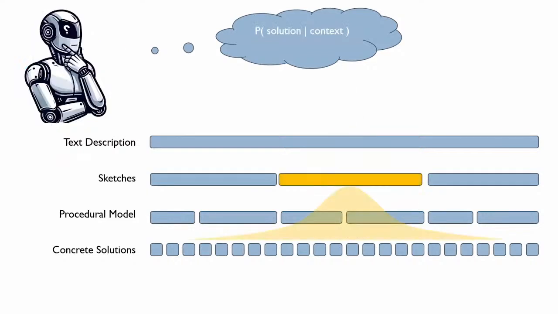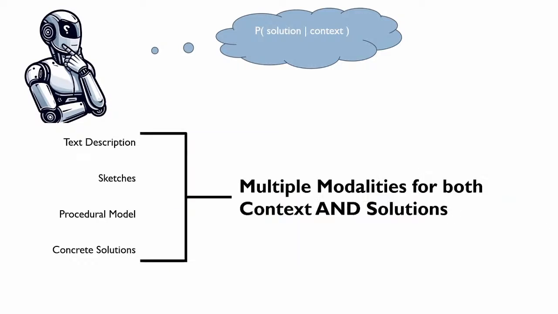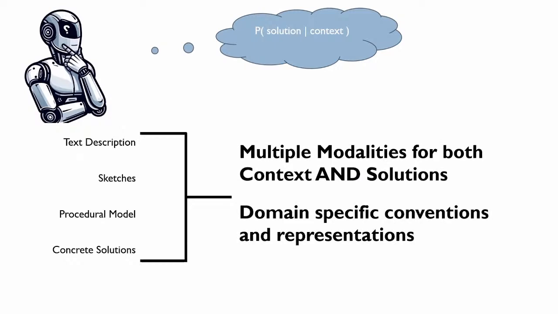So if we wanted to have generative models able to do this, it needs to be able to work natively with multiple different representations pretty fluidly, so it can also refine through these. So there are requirements for a generative model that will work for design across iteration loops. You need to have multiple modalities for both context and solutions. And usually there have to be domain-specific conventions or representations to be able to converse well with the user.